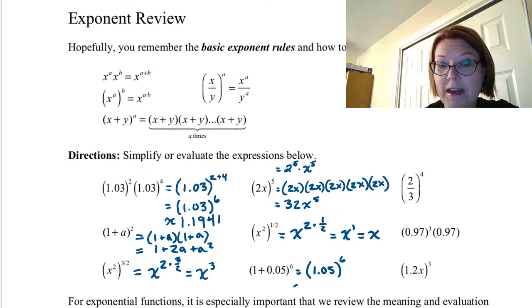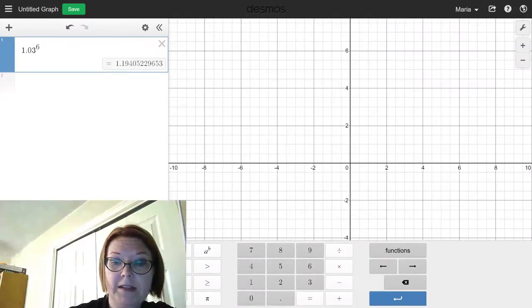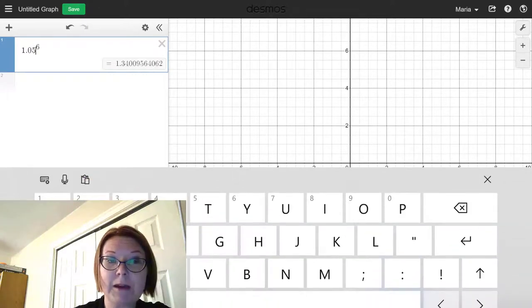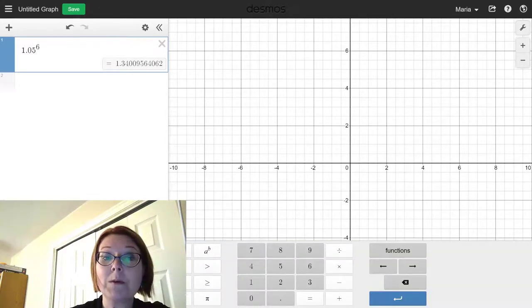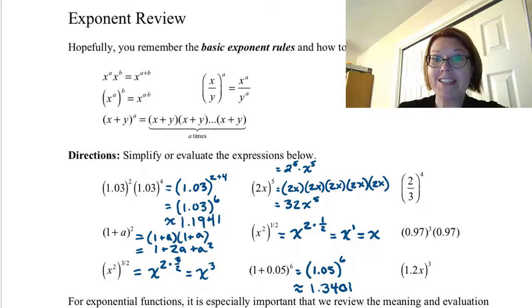And all we can do after that is go ahead and get an estimate for it. Let's jump over to Desmos and do that. So we'll do 1.05 to the sixth power. That gives us 1.3400956, etc. Let's round to 1.3401.